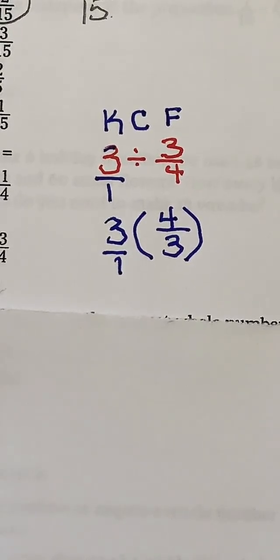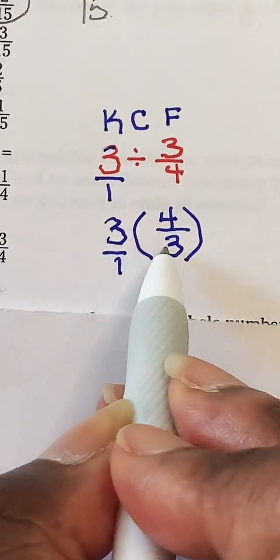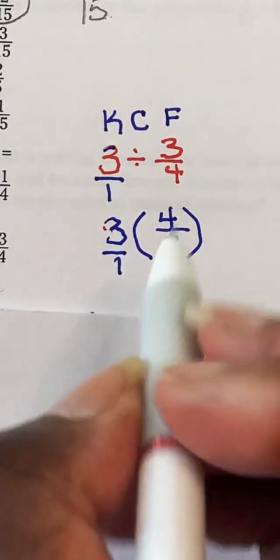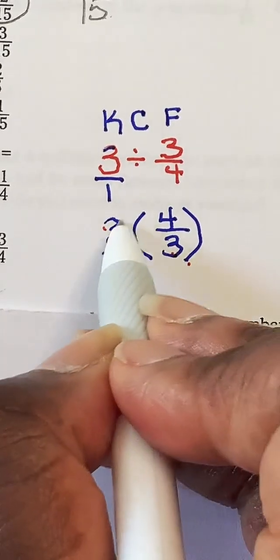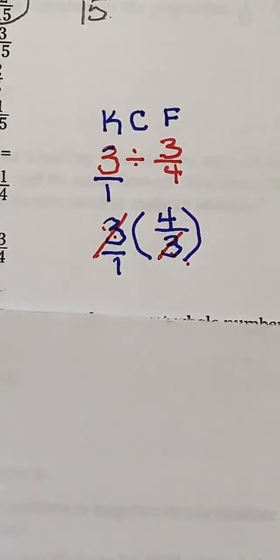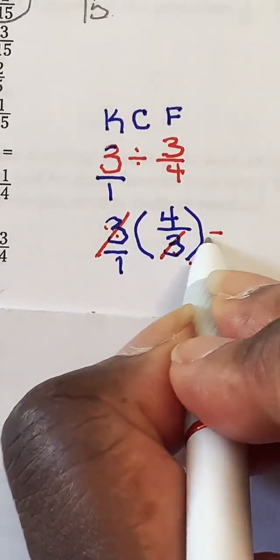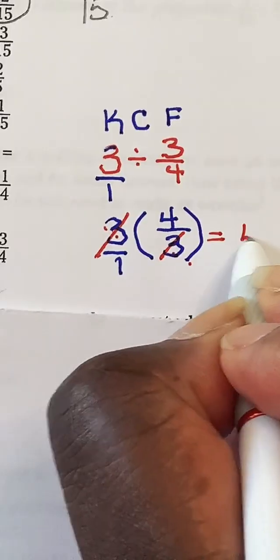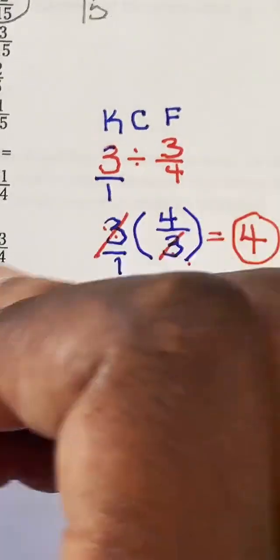Now, cross simplify. 3 divided by 3 gives us 1. And then what's left is 4 over 1, which is just simply 4.